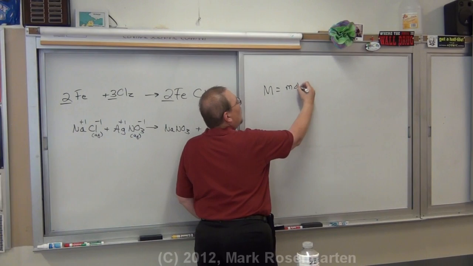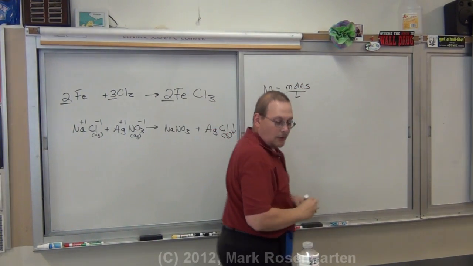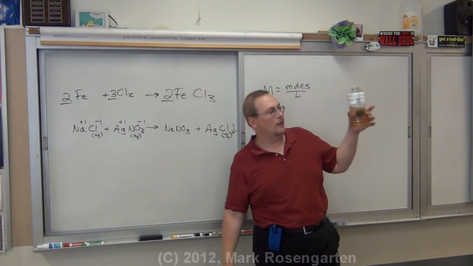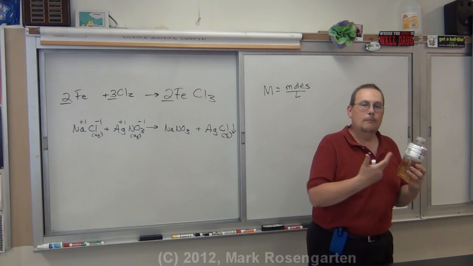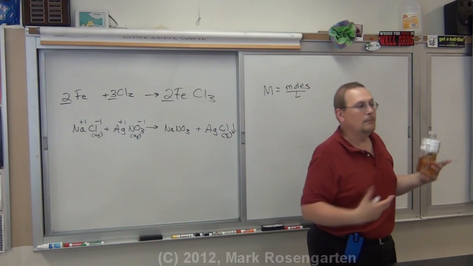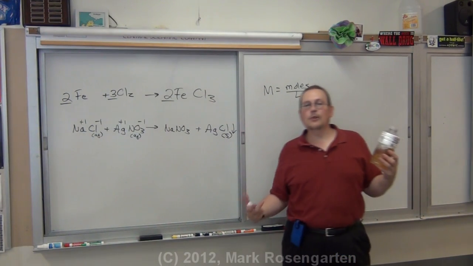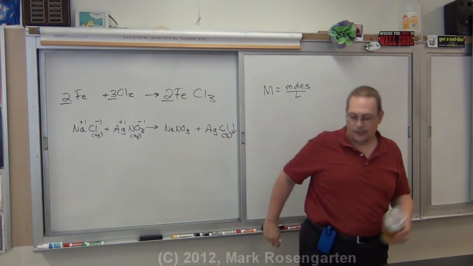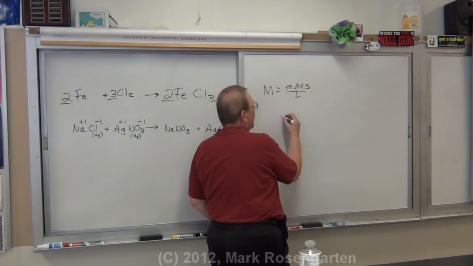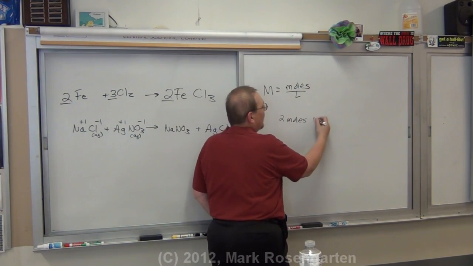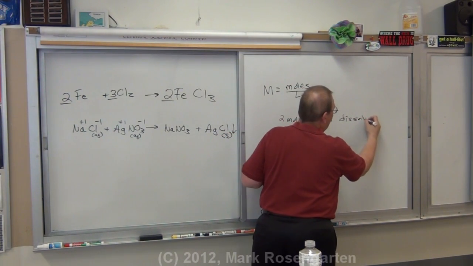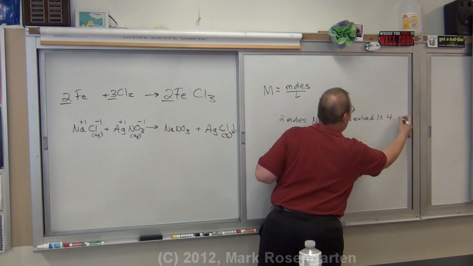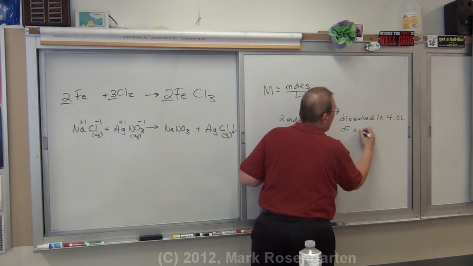Molarity equals moles divided by liters. In other words, right here I have a 1 liter container. If I had it filled up all the way with solution, if there was 1 mole of stuff dissolved in it, it would be a 1 molar solution. If I had 3 moles of stuff dissolved in it, it would be a 3 molar solution. So let's say I have 2 moles of sodium chloride dissolved in 4.0 liters of solution.